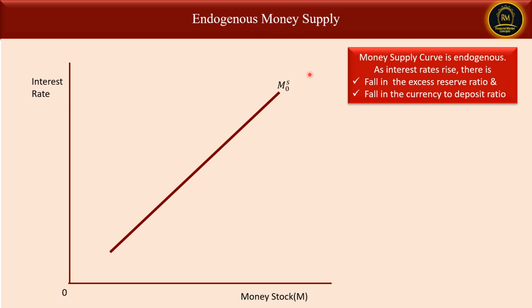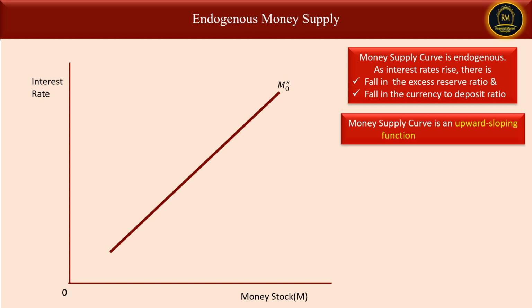Why? Because there is a fall in the excess reserve with the commercial banks and a fall in the currency to deposit ratio by the public. That means with the increase in the interest rate, the depositors are ready to keep more money in the bank rather than keeping it in cash, and commercial banks are not willing to keep excess reserve. So this leads to an increase in the money supply, and the money supply curve is an upward sloping curve. That is, money supply is an upward function of the interest rate.